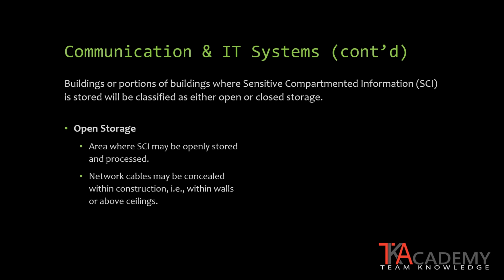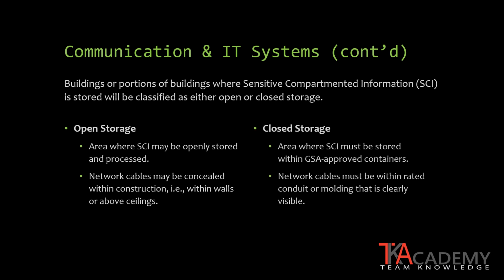Closed storage is more commonly used if just a portion of the building or a single room is used to process SCI. When there is a closed storage area where SCI is stored and processed, the sensitive information must be contained within GSA-approved containers when it is not being used. When this occurs, the network cables and conduits must be within rated conduits and molding that are clearly visible and mounted to the surface of the walls and ceilings. This is to be able to inspect the communication lines for possible taps, tampering, and sabotage.